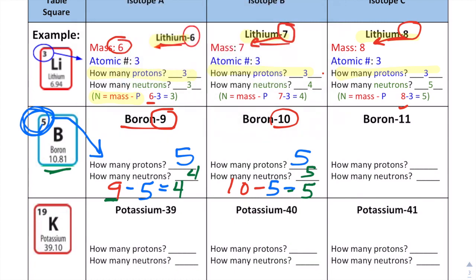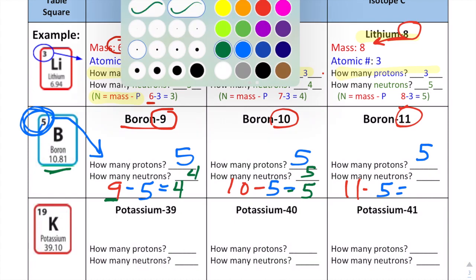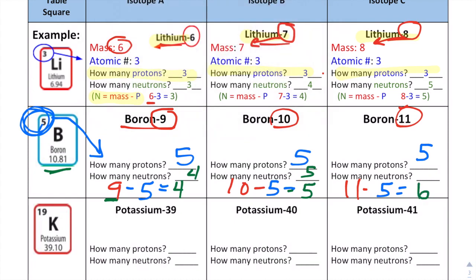Still, atomic number is still 5, so 5 protons. And how many neutrons? I'm going to take the mass minus the atomic number, so the mass this time is 11, minus 5, and this time it's 6. And it makes sense that if the mass is increasing by 1, boron 9, boron 10, boron 11, the neutrons are increasing by 1. Boron 9 had 4 neutrons, boron 10 had 5, boron 11 had 6. Because that mass is connected to how many protons and neutrons there are.